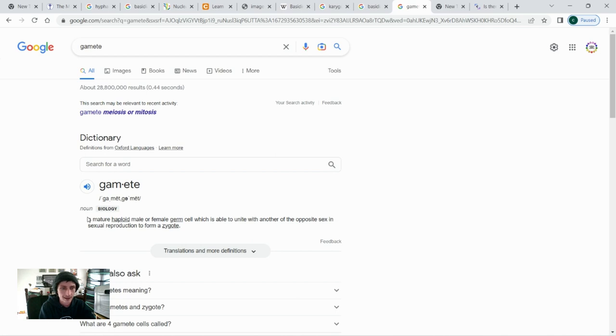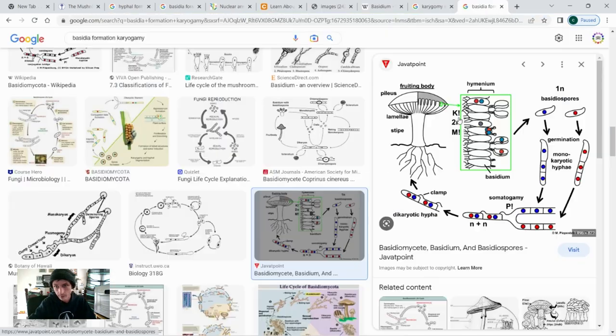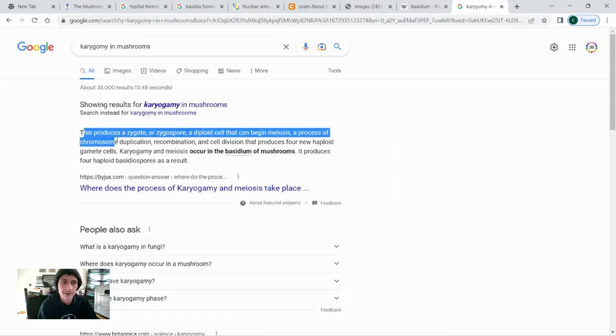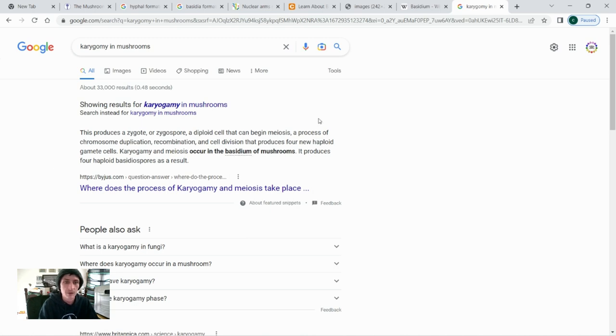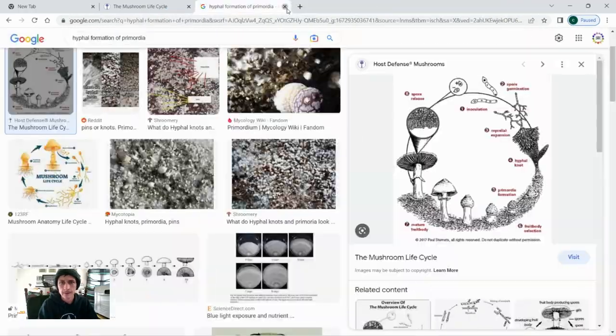A gamete is a mature haploid that contains one cell. Kerygamy produces a zygote, a diploid cell that can undergo meiosis. Kerygamy and meiosis occur in the basidium of mushrooms. It produces four haploid basidiospores.